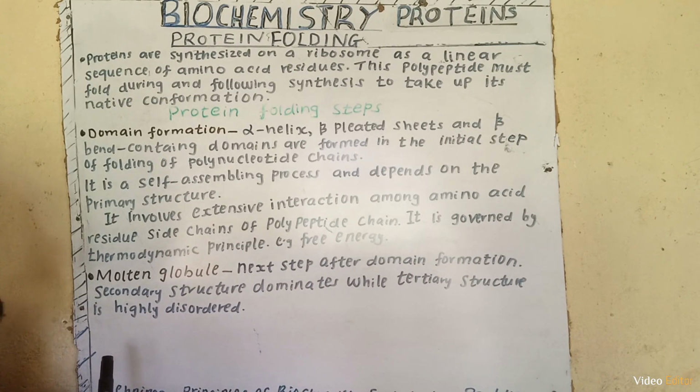It is a self-assembling process and it depends on the primary structure. It involves extensive interaction among amino acid residue side chains of the polynucleotide chain. It is governed by thermodynamic principle, e.g. free energy. Then we've also talked about the molten globule. The next step after domain formation, secondary structure dominates while the tertiary structure is highly disordered.